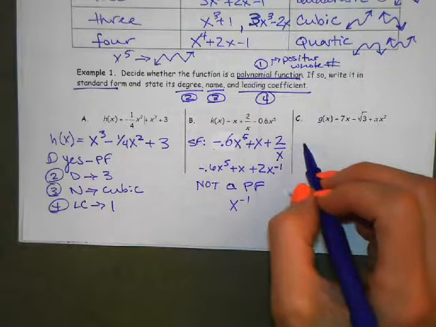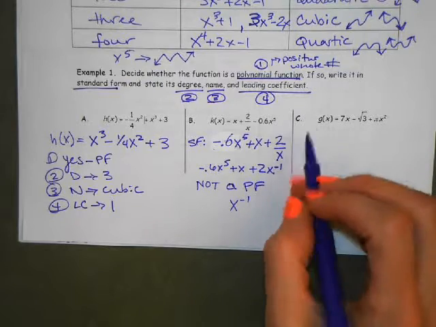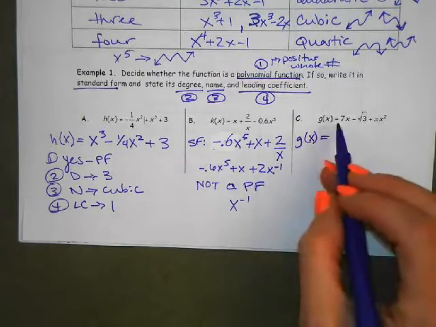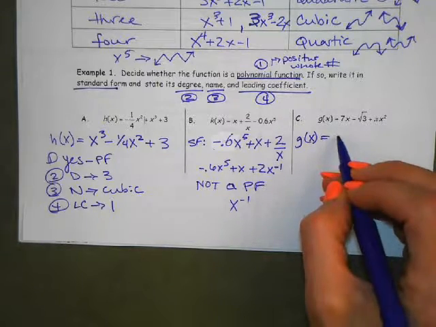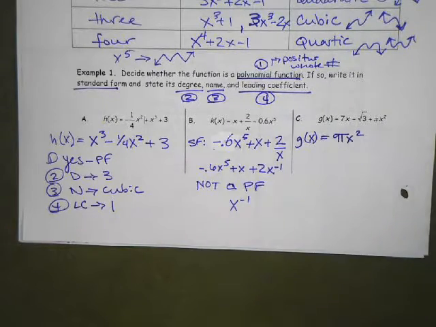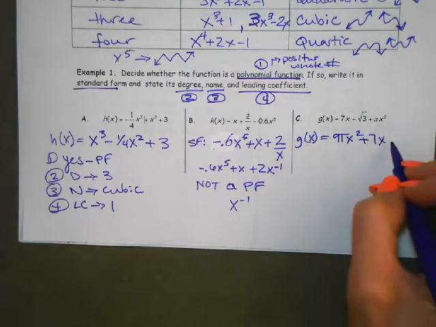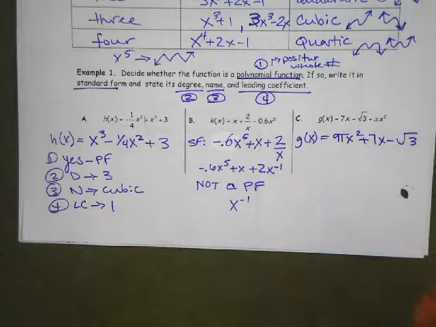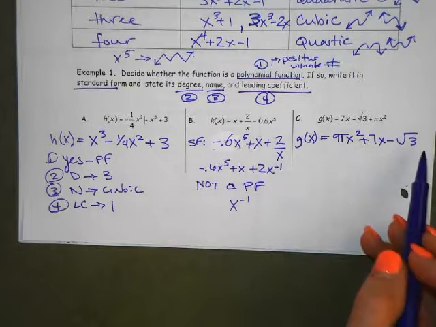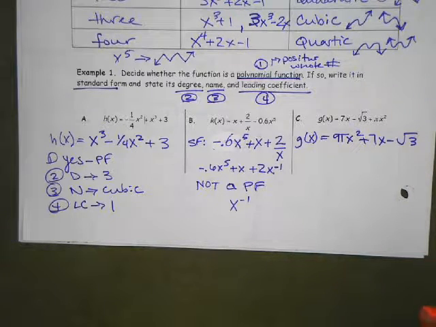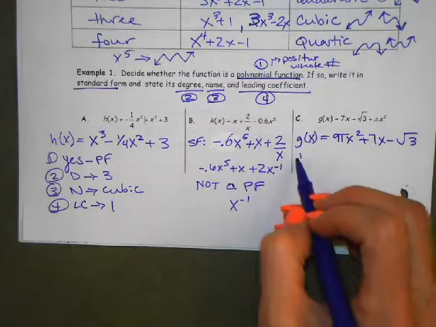All right, so let's look at C. So I have g of x, so let's put this in standard form. Standard form is going to be the highest exponent, which is x squared, so it's going to be pi x squared. Then I have 7x, so it's going to be plus 7x. And then I have minus the square root of 3. Okay? So is this a polynomial function? Are all of my exponents positive whole numbers? They are, so it is.